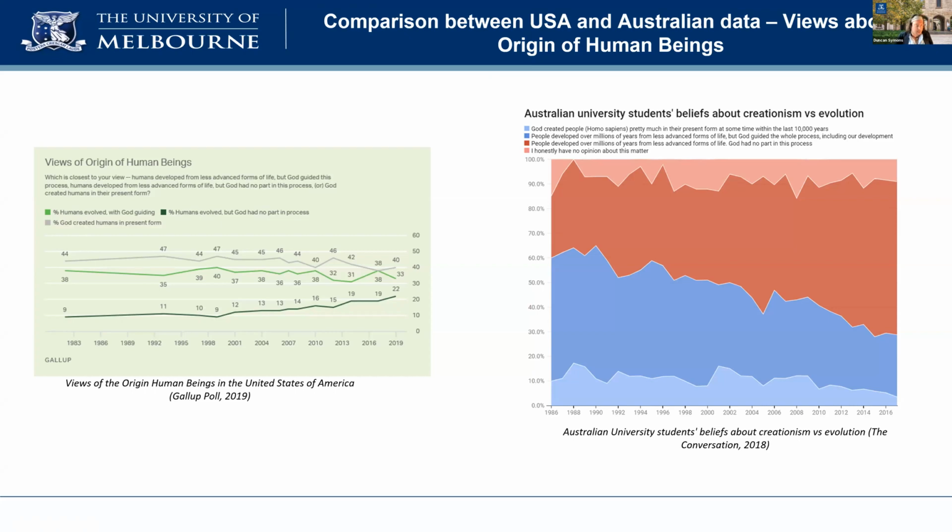But it's just interesting to see how views on the origin of human beings have changed from 1983 in this US poll through to 2019, and then in this one we've got 1986 to 2016, because I think 2016 is the last census data that we have available to us. I did look for the 2021 census data, but it hasn't been made available yet. All I really wanted to point out was that within the Australian university students, you can see that between 1986 and 2016, there's been a vast increase in the number of students who believe that people developed over millions of years from less advanced forms of life. God had no part in this process.